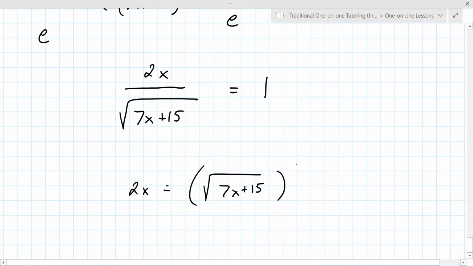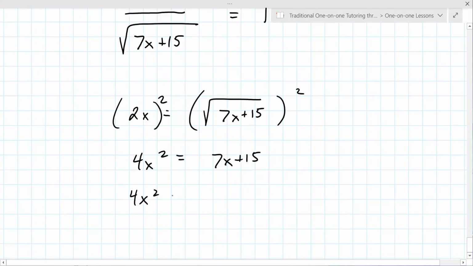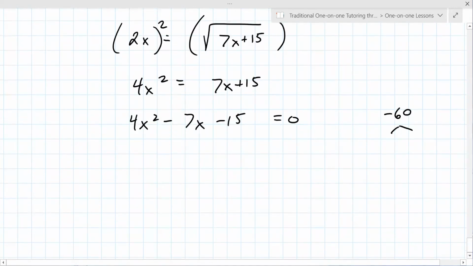Square both sides. 4x squared equals 7x plus 15. Oh, great. Another one. Yeah, this one might factor. I don't know. Let's see here. So 4 times minus 15 is minus 60. Something that adds up to minus 7. Boy. The other approach here is to guess and check.